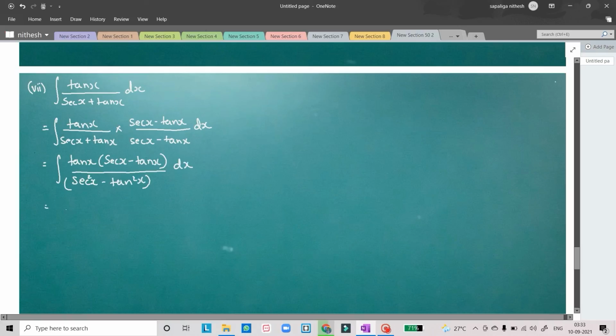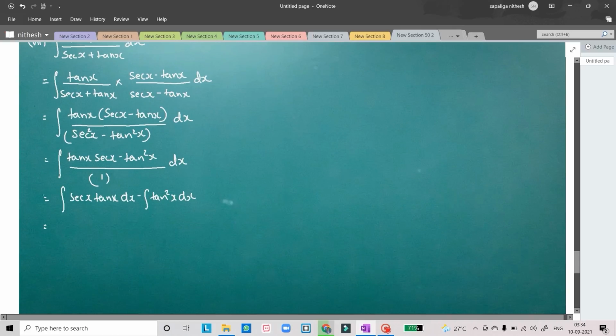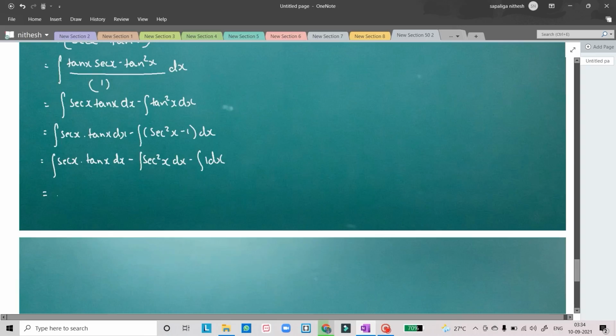So in the numerator, we'll multiply tan x inside the bracket. We get tan x sec x minus tan square x. We integrate each function. So we get integral sec x into tan x dx minus integral we'll split the tan square x as sec square x minus 1 dx. Integration of sec x into tan x we get as sec x, and integration of sec square x we get as tan x, and integral of 1 we get as x plus c, and that's the answer for question number 7, sec x minus tan x plus x plus c.